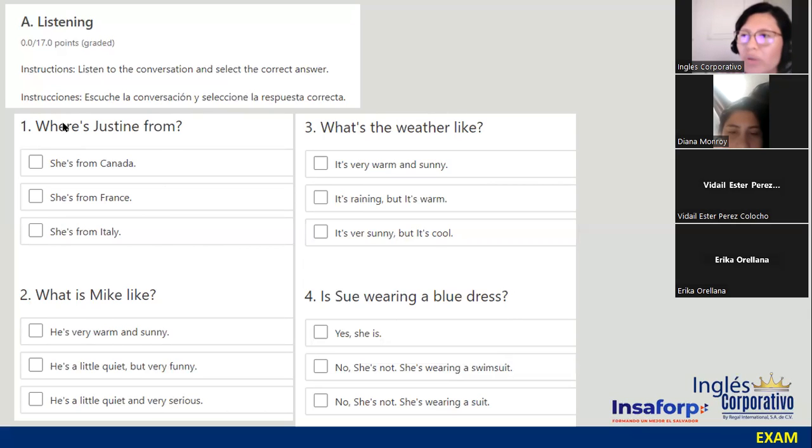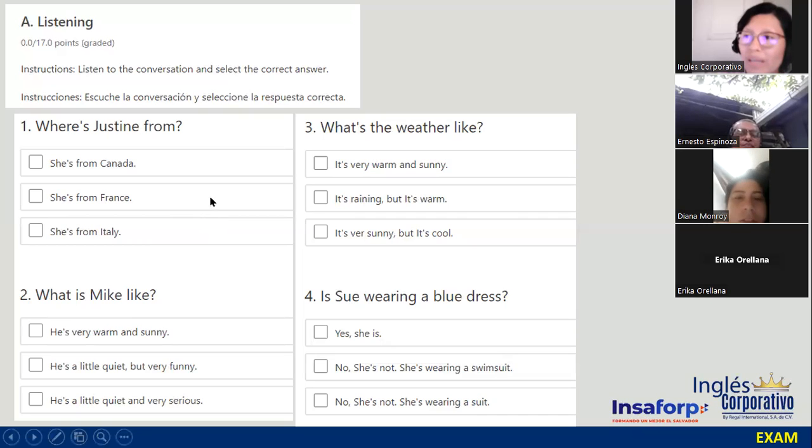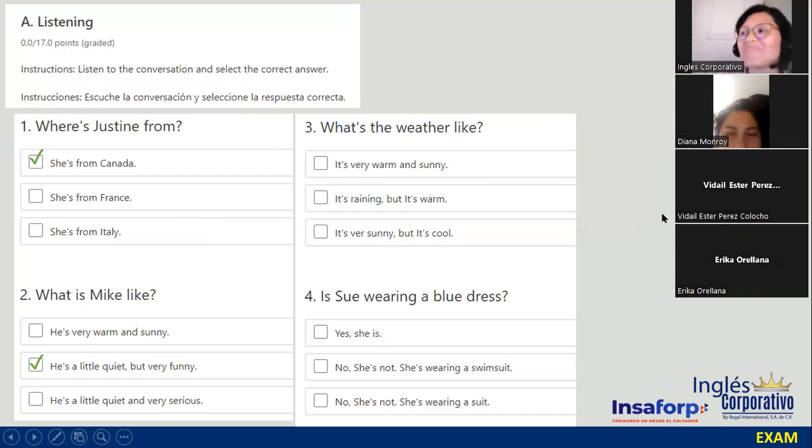Okay, chicos. Let's see. So where's Justin from? She's from Canada. Muy bien. What is Mike like? He's very funny, ¿verdad? He's a little quiet, but very funny. Muy bien. What's the weather like? It's warm. Muy bien, ¿verdad? It's raining, but it's warm, okay? Is Sue wearing a blue dress? No, she's wearing a suit, right? No, she's not. She's wearing a suit, okay?